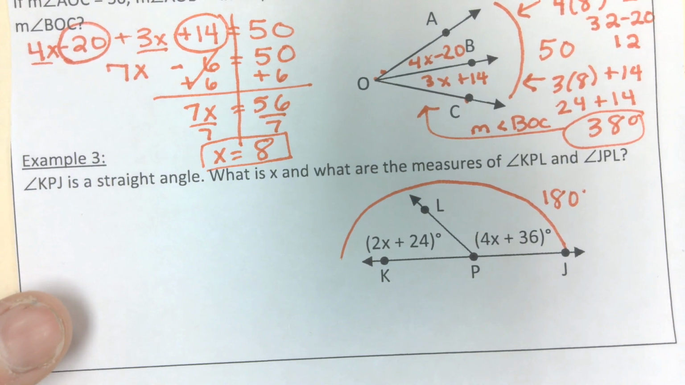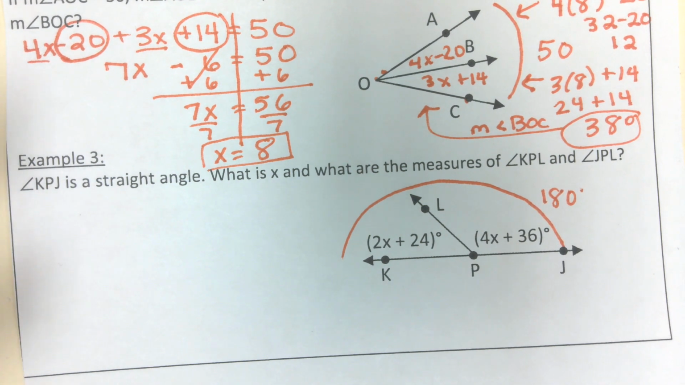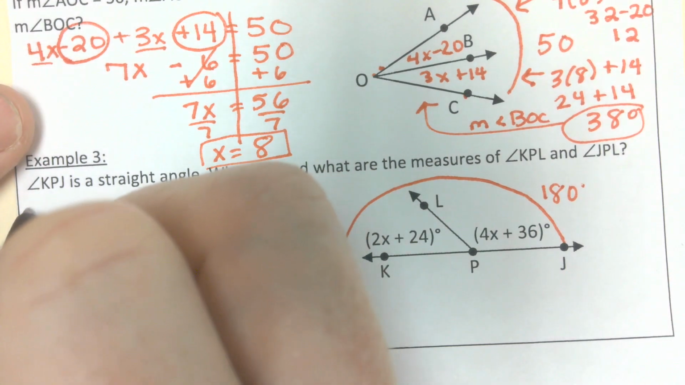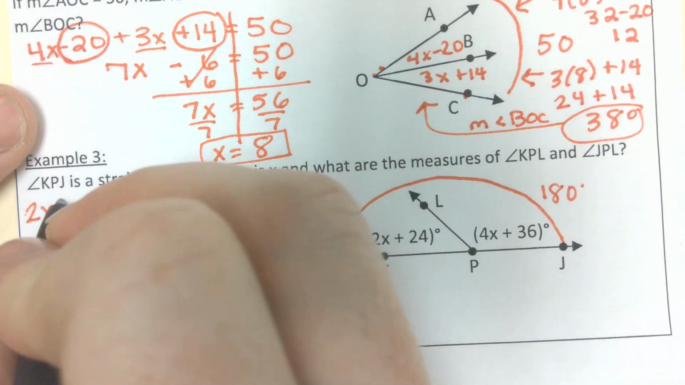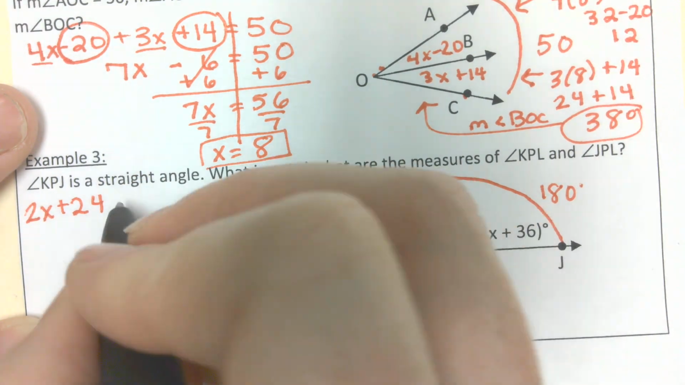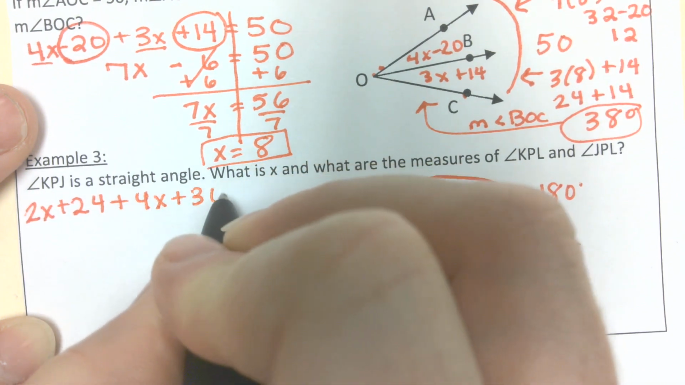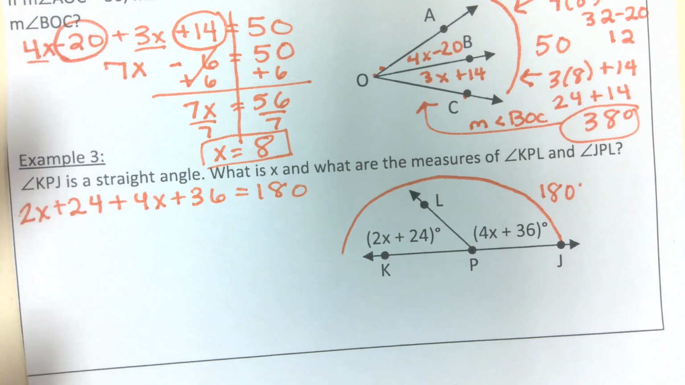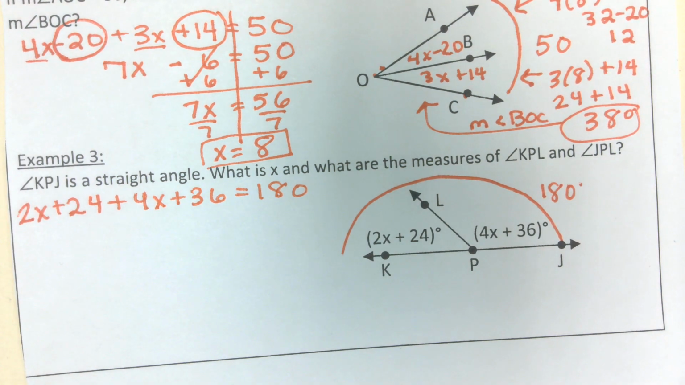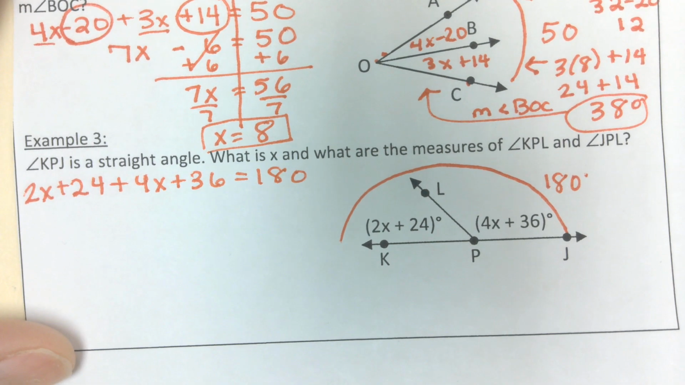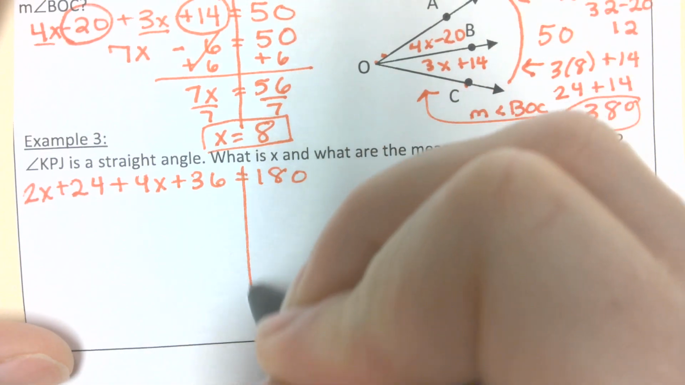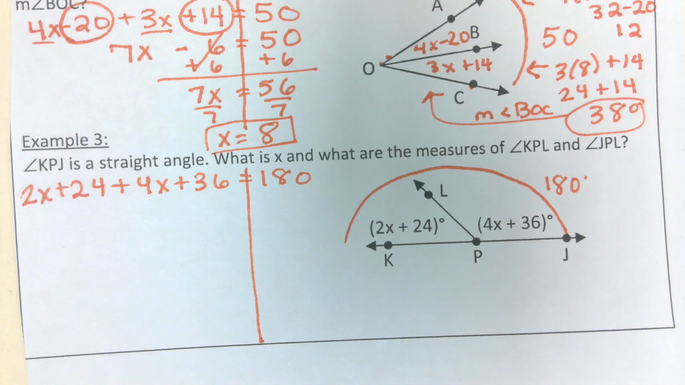So isn't this the same type of problem, but we're setting it equal to 180? So we're going to set up the equation. 2x plus 24 plus 4x plus 36 equals 180. Draw your line down your equal sign. And let's go ahead and solve it.